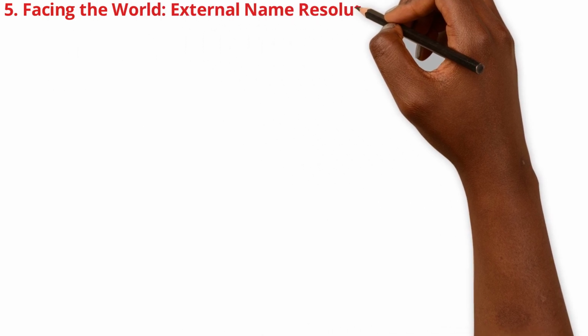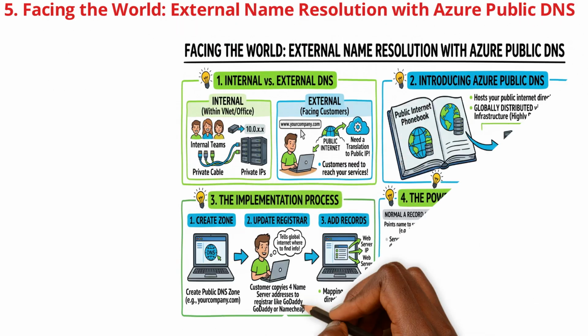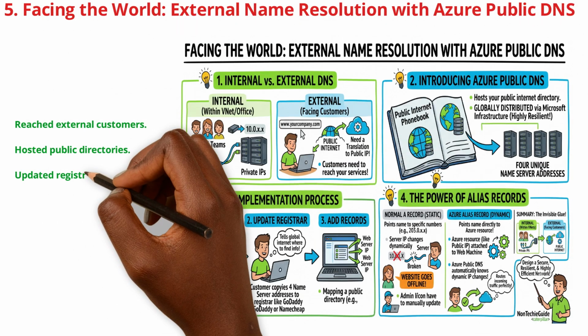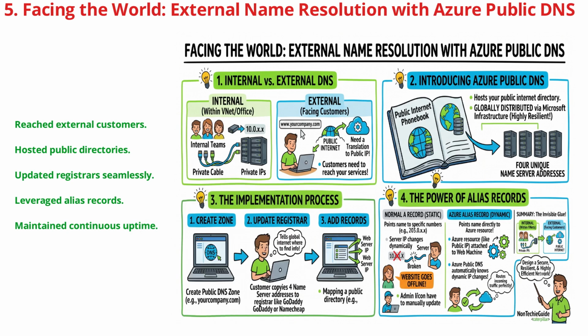While internal networks kept things private, businesses needed external customers to reach their services. Azure Public DNS solved this by hosting your public Internet phonebook on a globally resilient infrastructure. You simply created a zone, updated your registrar, and added records. The real power came from alias records. Instead of pointing to static numbers, you pointed domain names directly to dynamic Azure resources. If a server's IP address shifted, Azure automatically routed the incoming traffic, which kept your website online without requiring manual updates.